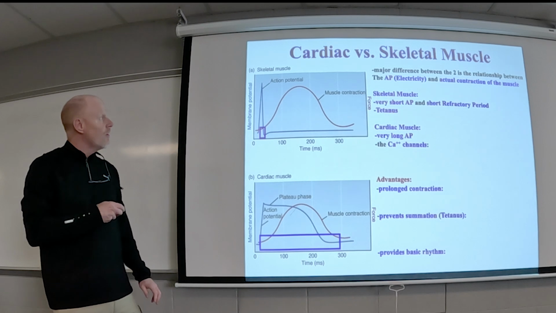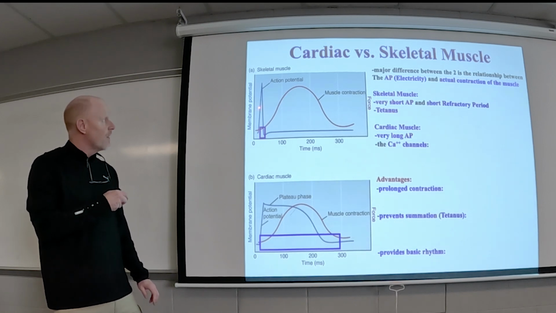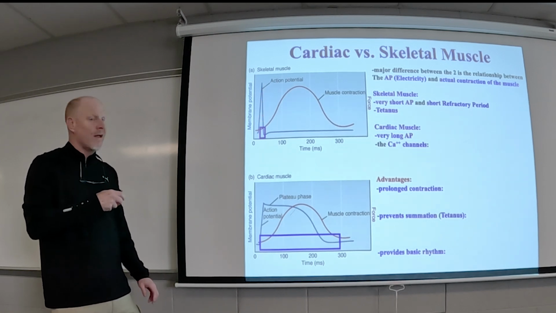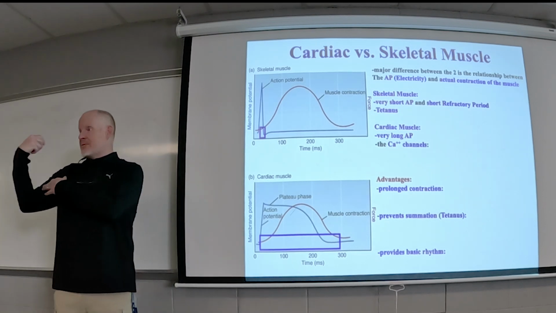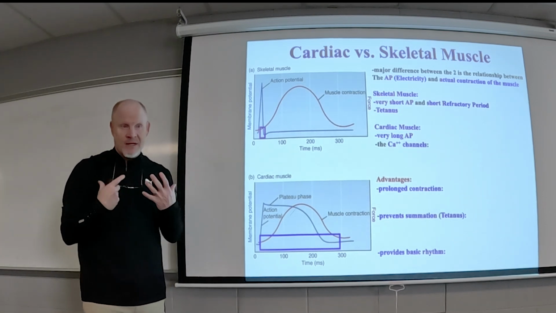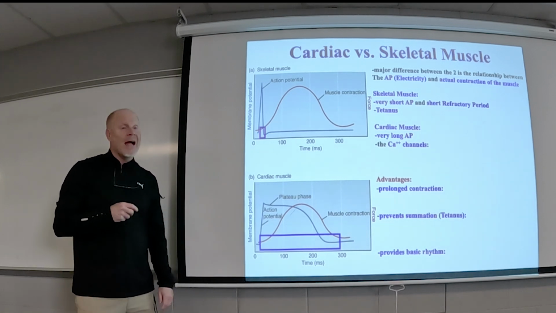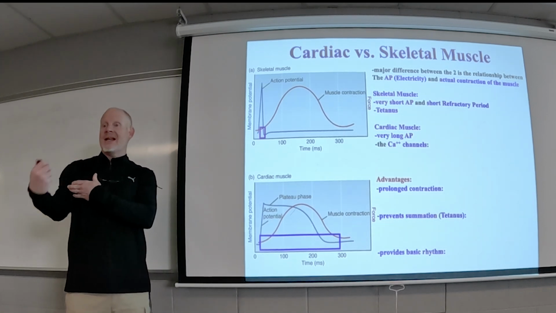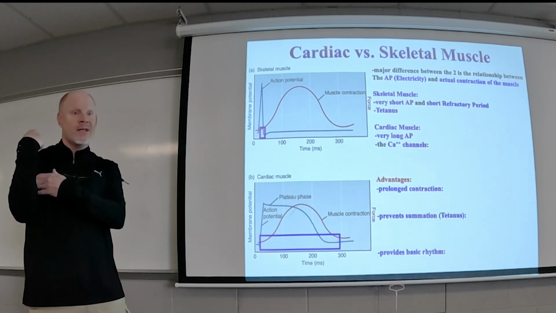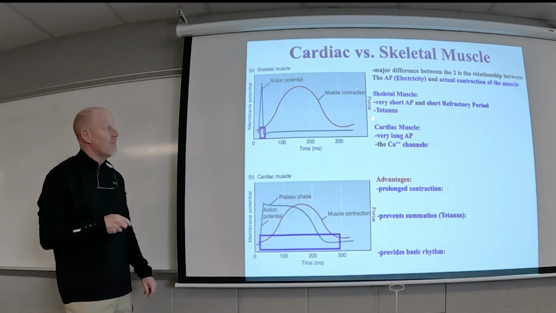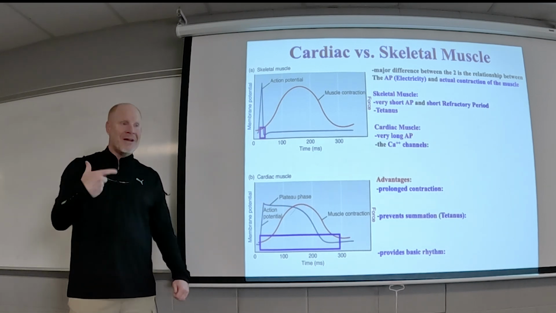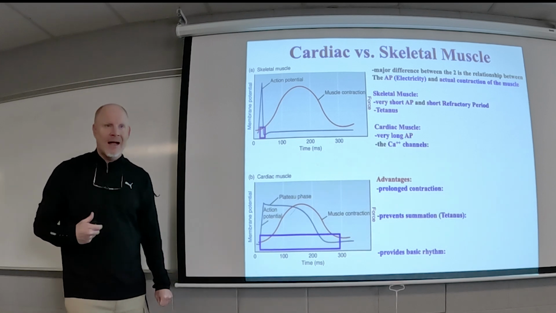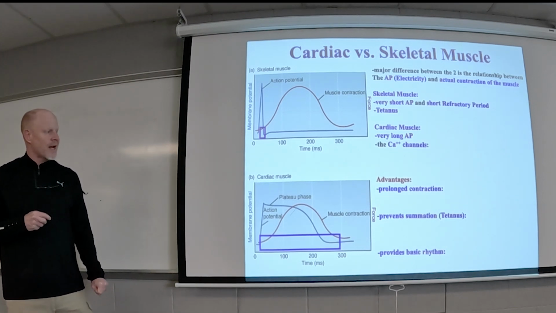Tetanus can occur in skeletal muscle because of the really short action potentials. You can send one right after another, and that'll keep the muscle in the contraction phase. That is what tetanus is, and that's how your skeletal muscles behave in real life. They actually are performing tetanus when they contract. It's a nice, smooth, sustained contraction. Cardiac muscle doesn't have the ability to do that because of this plateau phase, and the muscle can't recycle and reset as fast as skeletal muscle can.